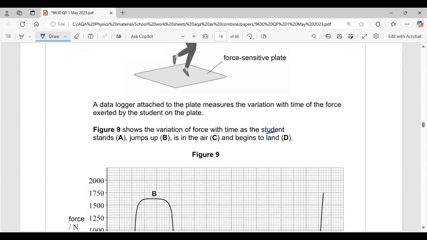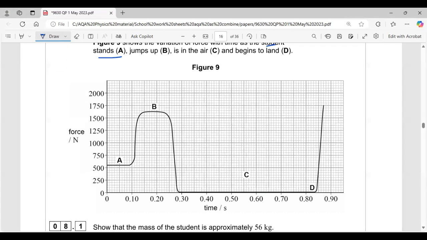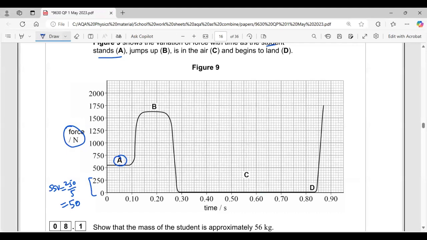The first position, the student is just standing. So when the student is just standing, it is position A, and the y-axis is force, and she's standing on the force meter. That's why we say that when she's standing, the reading shown here is 250 at 5 squares. So each small square value is 250 over 5, so that is 25. Not 25, well, it's 50. Okay, so this is 550 then. So it means that the Newton meter is showing 550 when she is standing at A.